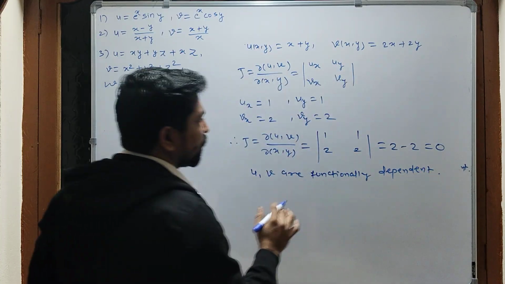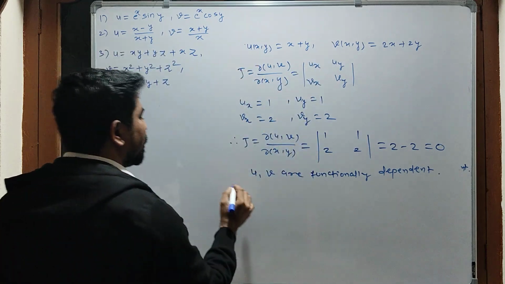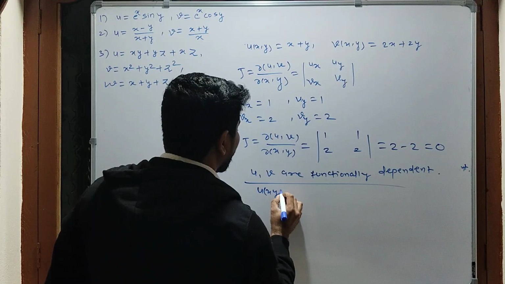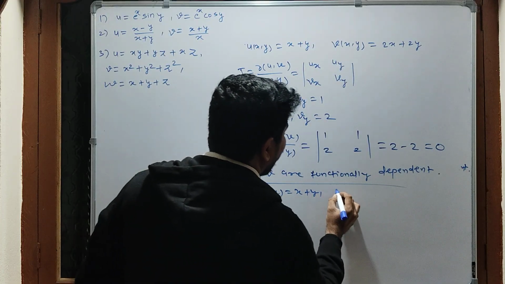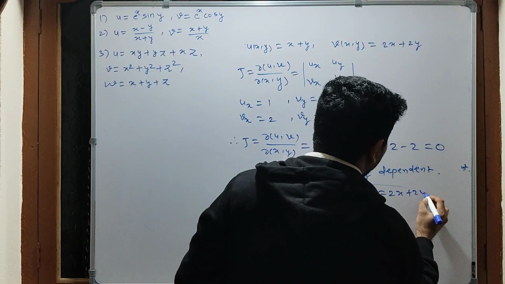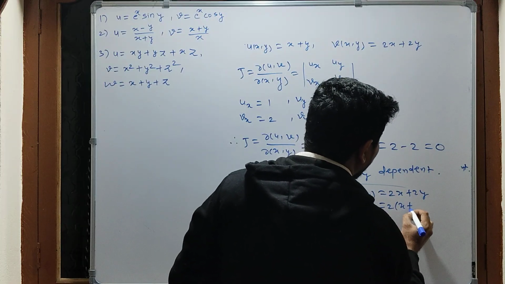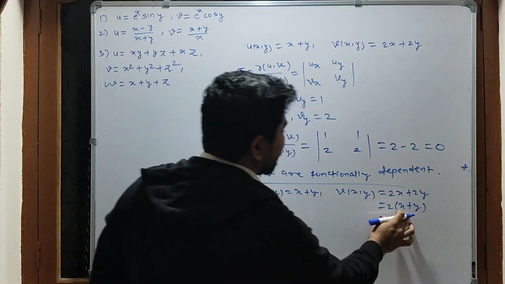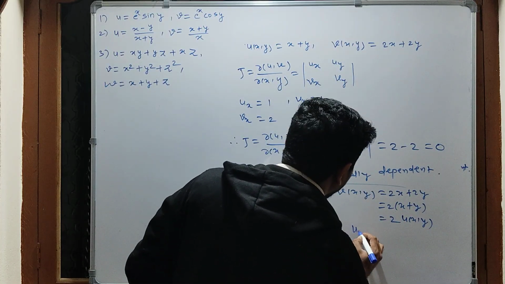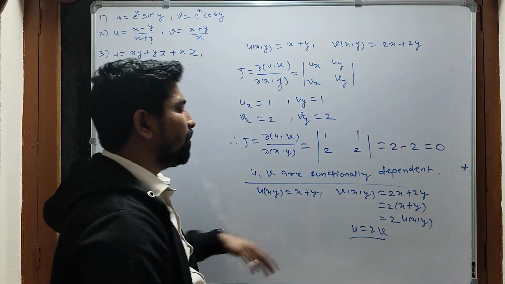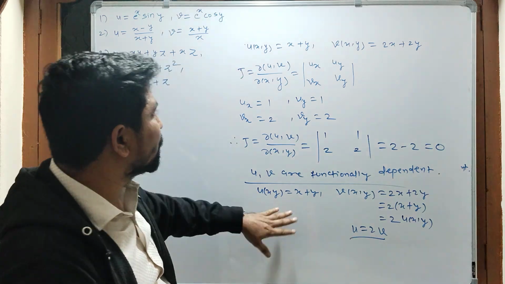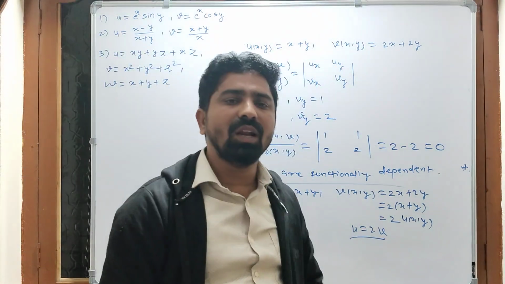Just before that, let us see this: u of x comma y equal to x plus y and v of x comma y equal to 2x plus 2y. So take 2 common, so this is equal to 2 times x plus y, and x plus y is u. Therefore v equal to 2 times u. So one function is a multiple of the other function. Therefore these two functions u and v are functionally dependent.